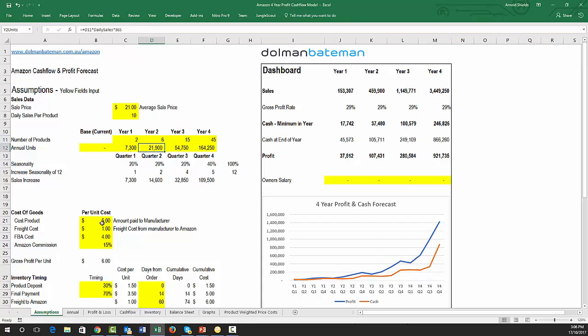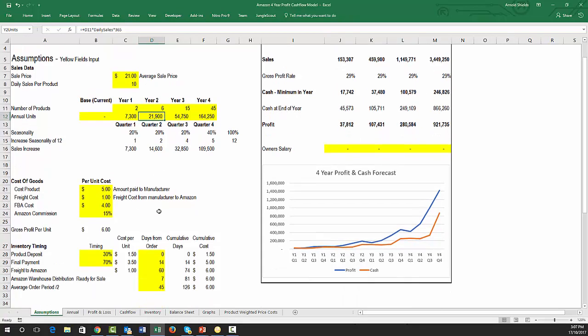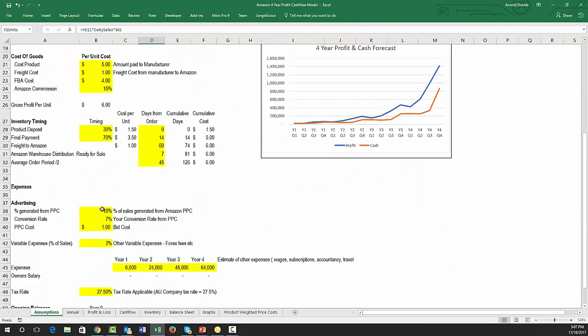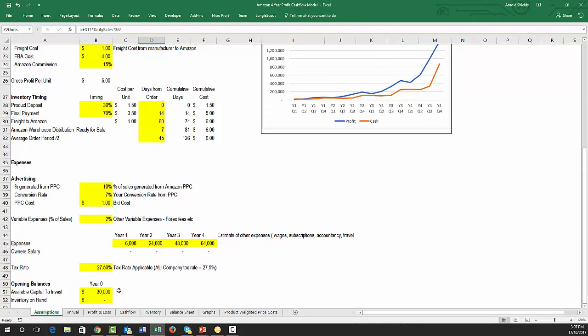We could change the average cost per unit in terms of freight cost, product cost, FBA cost. We can change the timing of our products. We can change the assumptions in relation to our advertising. We've got some variable expenses. We've got an expenses section where we can estimate our expenses and tax rate and the initial capital that you're prepared to invest in the business.